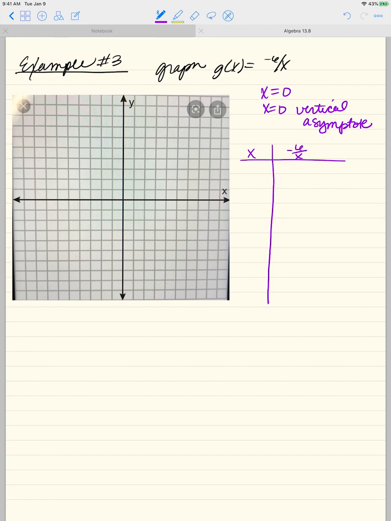So let's start with what if x is negative 6. So if x is negative 6, okay, sorry, that should say g of x. Then g of x, or y, is going to be equal to 1 because negative 6 divided by negative 6 is 1. What if x is negative 4? Okay, then we have 3 halves, or 1.5. If x is negative 2, that's going to give us a positive 3.